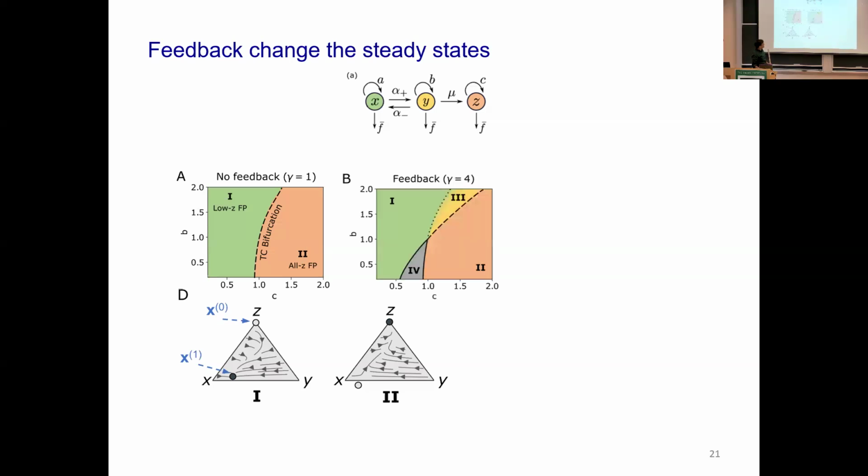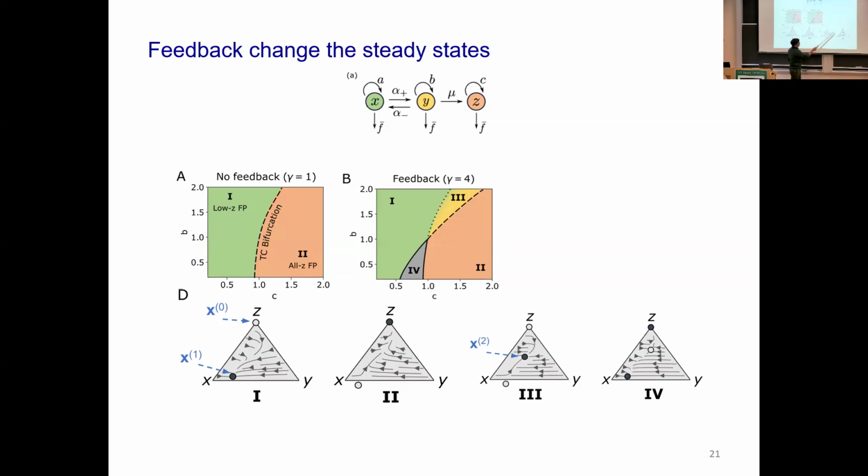You invoke feedback and the phase diagram changes. You get two new phases, and those are what we're going to study a little bit more. What is happening in these two new phases is that this phase is bistable. It's not surprising: you put in a positive feedback, you should get some bistability somewhere. So part of this phase, which was low Z, now becomes bistable.